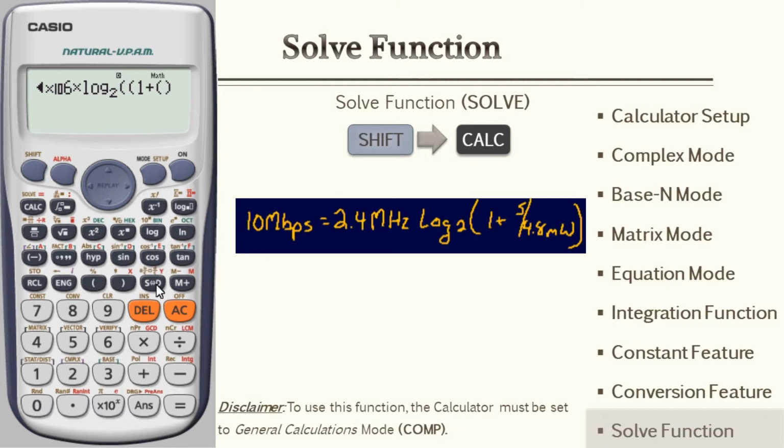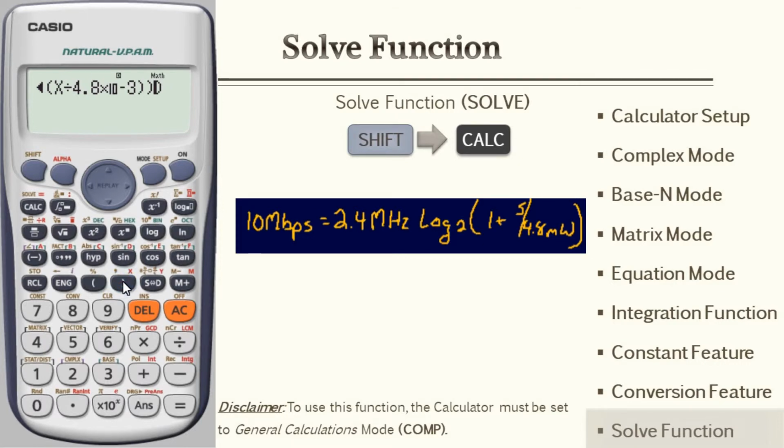I can use X or Y. I'm going to go ahead and use X. That's just the one I prefer to use. So I'm going to say alpha X. That's going to be my signal in this case. And I'm going to say divided by 4.8, and this is going to be milliwatts, so it's 10 to negative 3. I'm going to close that one out, and then close out the 1 plus the same thing.